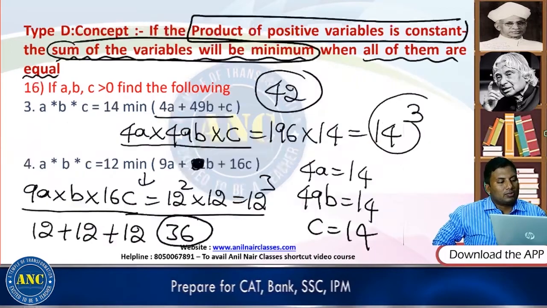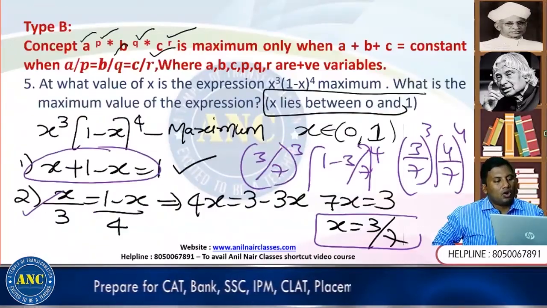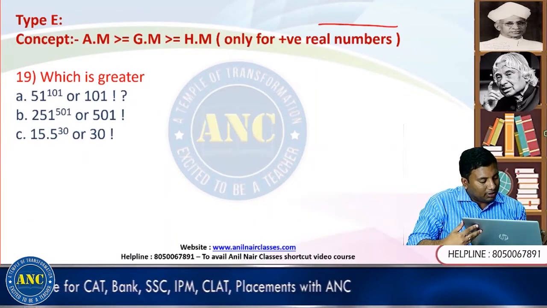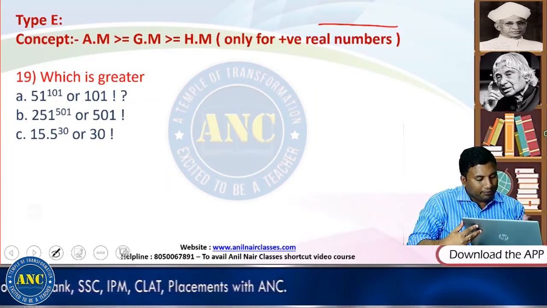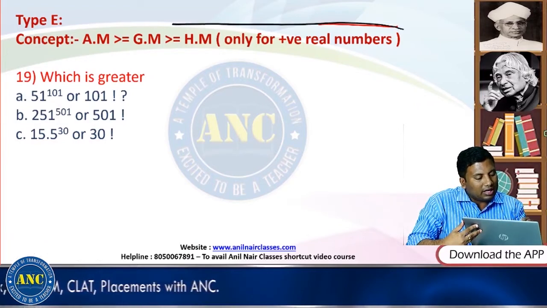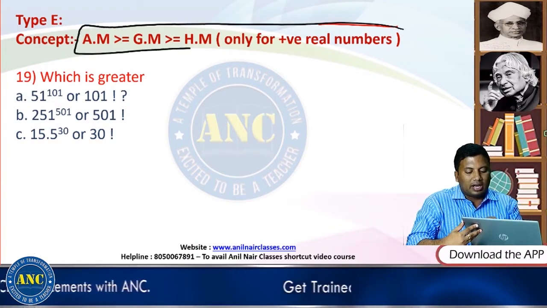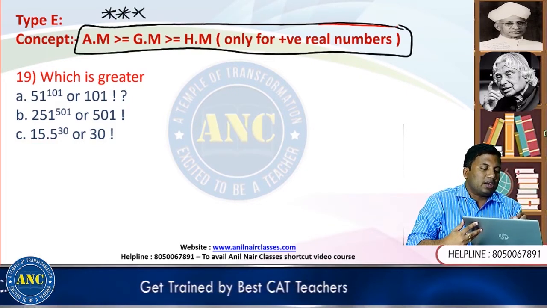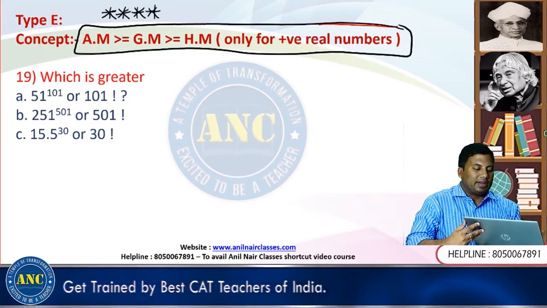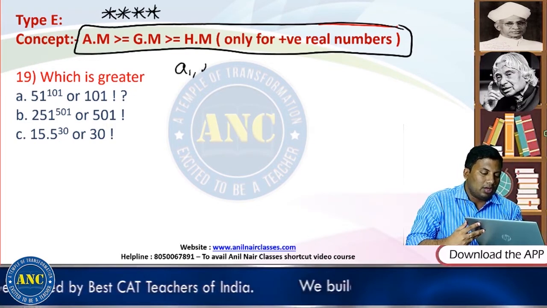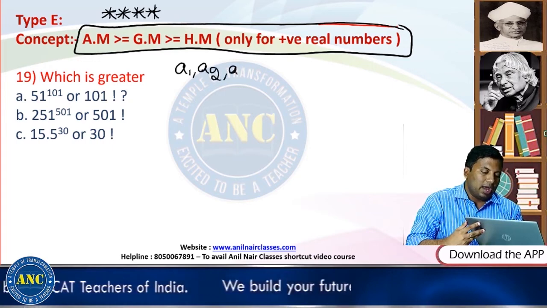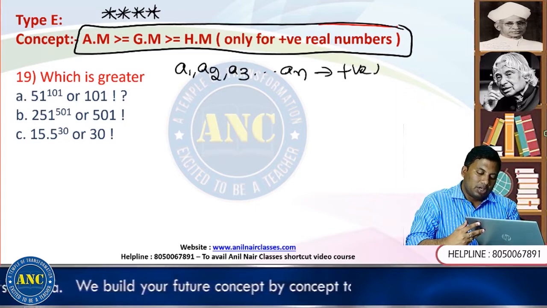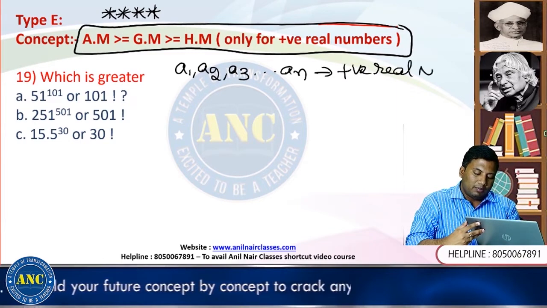Totally, what all concepts we discussed? We discussed all these concepts. The extremely important concept: AM greater than or equivalent to GM greater than or equivalent to HM. Suppose I take A1, A2, A3 and so on up to AN as the positive real numbers.